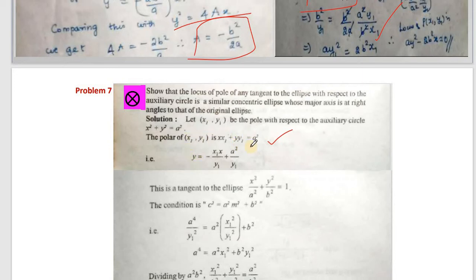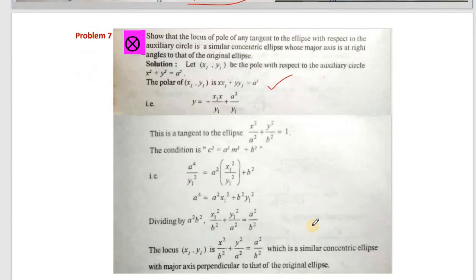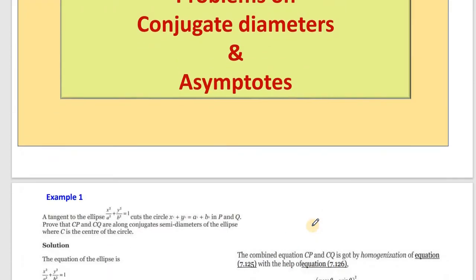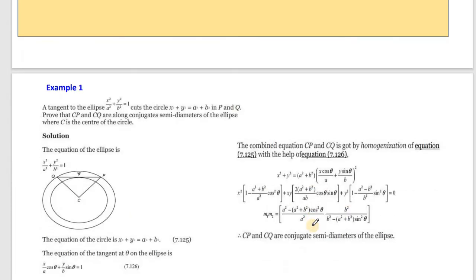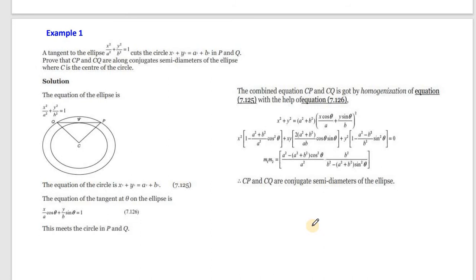So we have got that one to be like this, y is equal to mx plus c again, and here this touches the ellipse, which means we'll have the condition c square is equal to a square m square plus b square. So substituting the corresponding values and then dropping the suffix, we get the locus. Next we concentrate on problems on conjugate diameters and asymptotes from hyperbola.